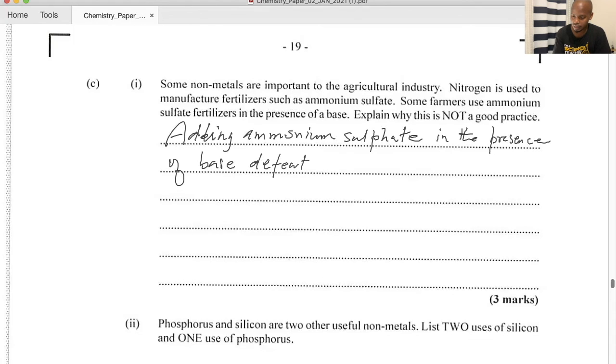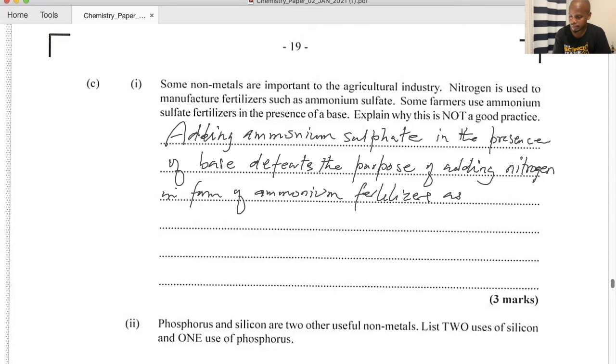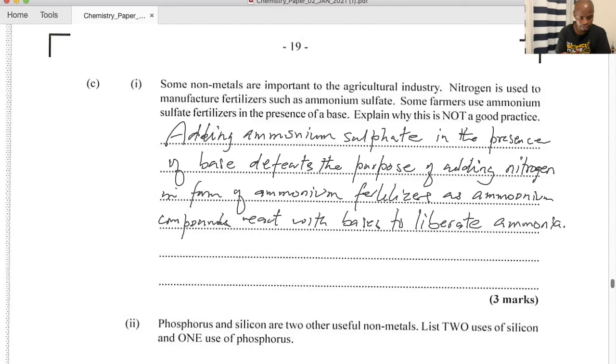Defeats the purpose of adding, or it cancels it out, adding nitrogen in the form of ammonium fertilizers, as ammonium compounds react with bases to liberate ammonia. Well, salt and water are produced as well. The nitrogen would escape in the form of ammonia gas.